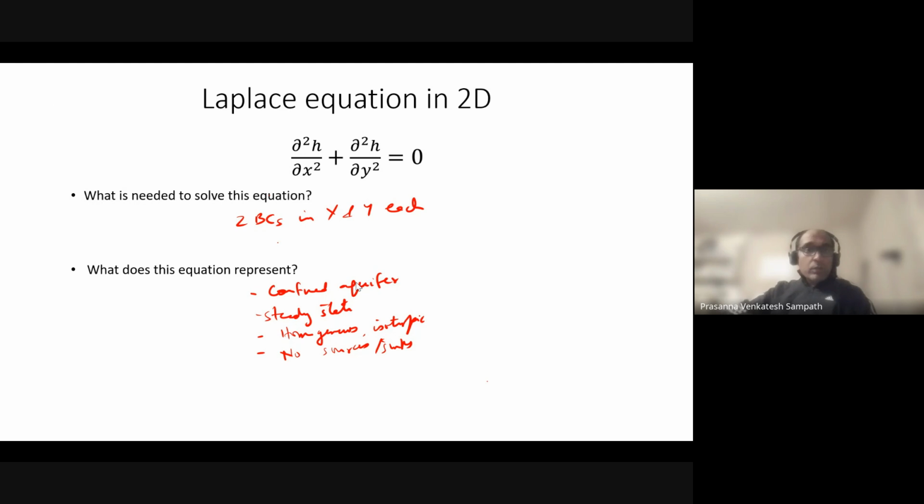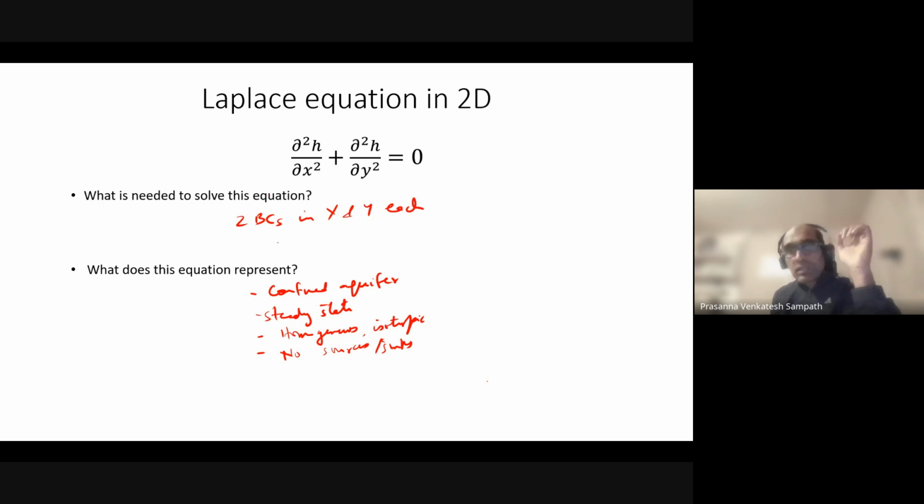∂²h/∂x² + ∂²h/∂y² = 0. This is the equation that we are very familiar with. We've already seen this during the earlier part of the semester, right? So now to solve this particular equation, I need two boundary conditions in the x direction and y direction each, right? So basically a total of four boundary conditions are needed.